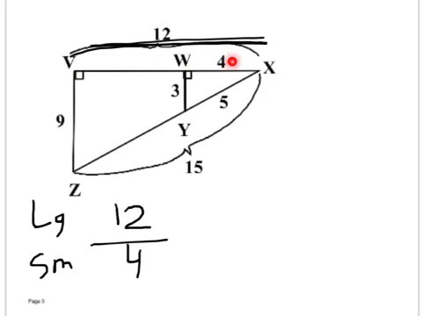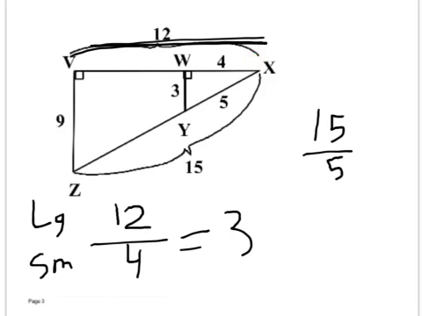So 12, okay, what is 12 divided by 4? 3. Now I need to see if another side has the same proportion. Okay, so I'm going to take this side and do the large triangle on top, 15. What side is proportional to it on the small triangle? We have 4, 3, and 5. What side is proportional to 15? 5, it looks like, right?